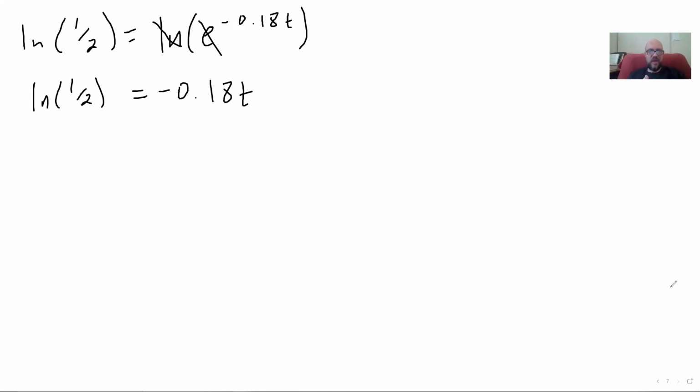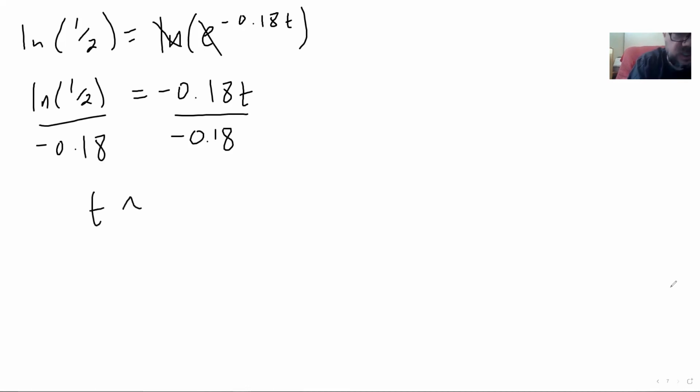How does that make any sense? That's not actually what I'm doing. I am going to take that step, but the natural log of a half divided by negative 0.18 is not negative. Let me show you why. Negative 0.18, negative 0.18. So that is in fact exactly what I'm doing.